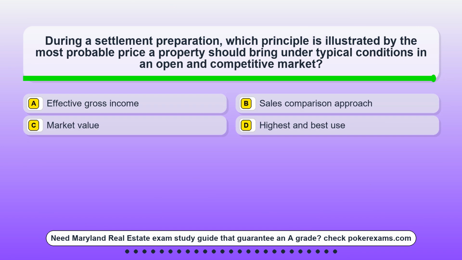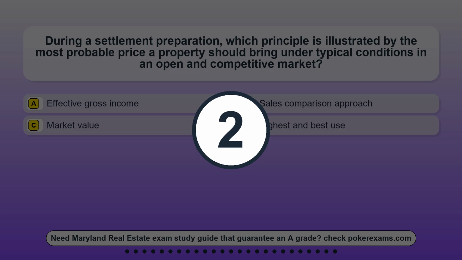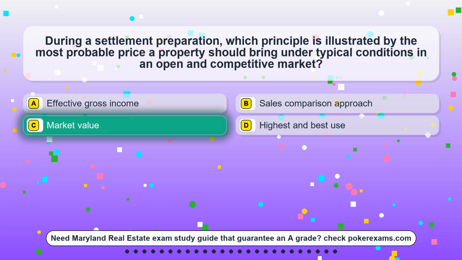Question 25. During a settlement preparation, which principle is illustrated by the most probable price a property should bring under typical conditions in an open and competitive market? Option A, effective gross income. Option B, sales comparison approach. Option C, market value. Option D, highest and best use. The correct answer is option C, market value.